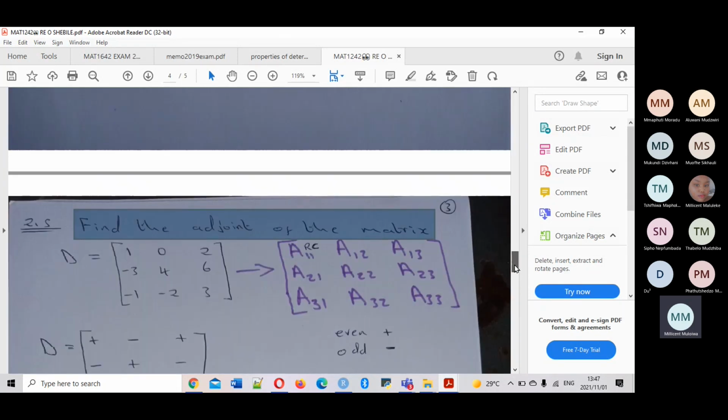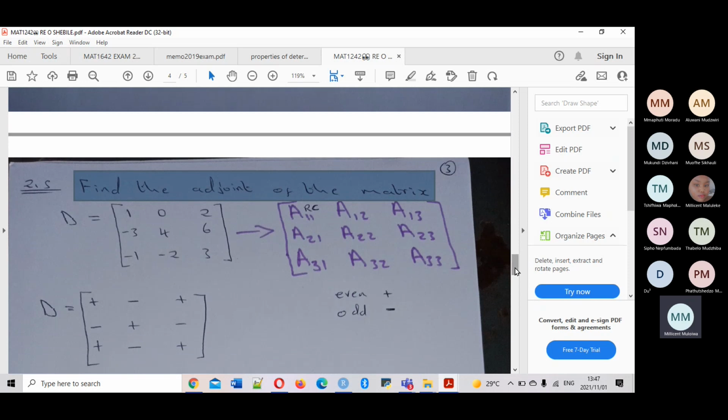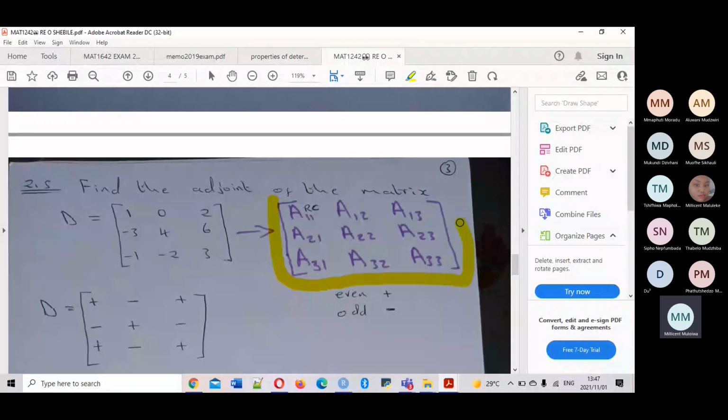In order to find the adjoint, you must first find the cofactor. Do you know how to find the cofactor, right? This matrix here, we can represent it like this so that it can be easy for us to find the adjoint matrix. Remember this 1, 1 represents row and column. So I will start together.